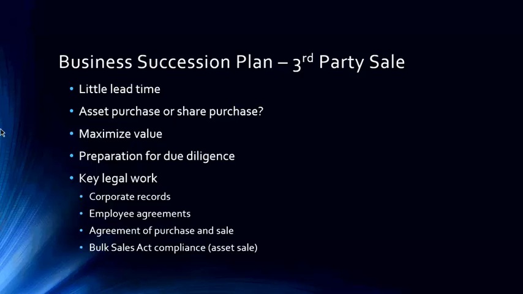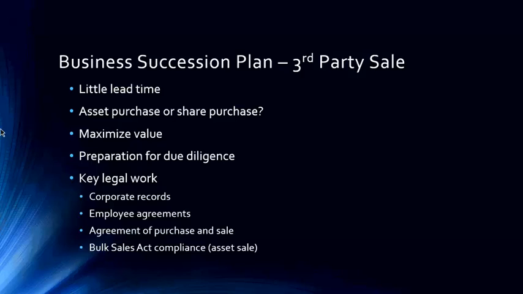Some things need to be structured as a share purchase, like anything with a liquor license. Liquor licenses belong to the corporation and they're not transferable. So if you buy by way of asset purchase, the new buyer would have to go out and get a different liquor license. The key here in a third-party sale is to maximize the value for the vendor. Really, because you only have this one shot to get all the value out of your business that you built up, and you want to get the most out of it that you possibly can.